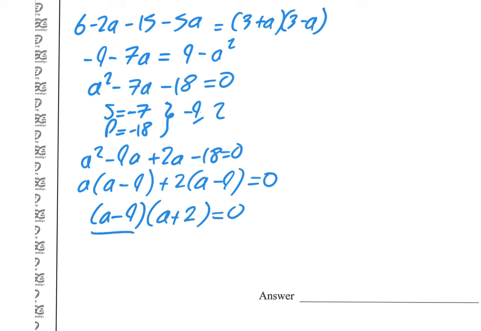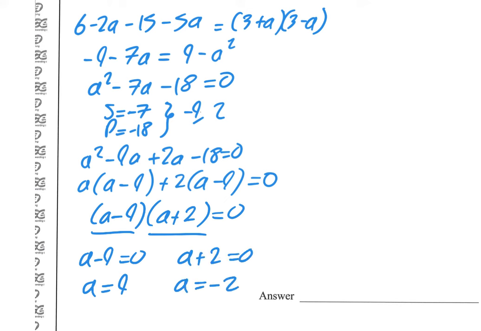So put this bit equal to 0, so you'll have a minus 9 equals 0, which means a equals 9. Put this bit equal to 0, you'll have a plus 2 equals 0, which means a equals minus 2. So your possible values are a equals 9 or a equals minus 2. Okay, and that is the whole thing done.